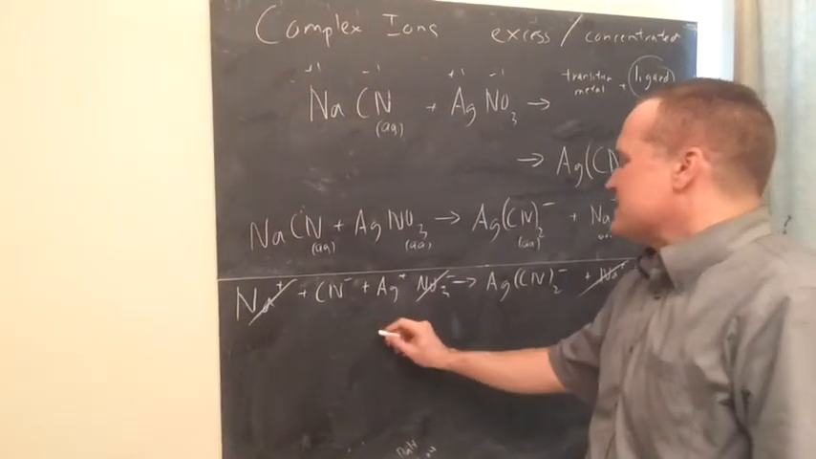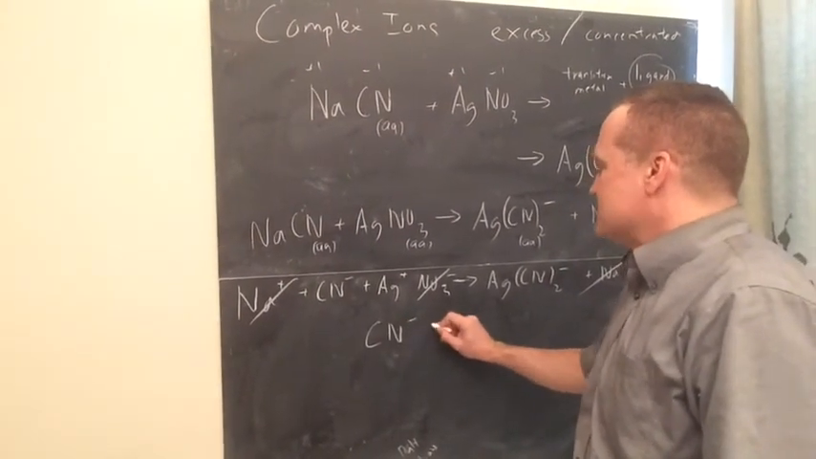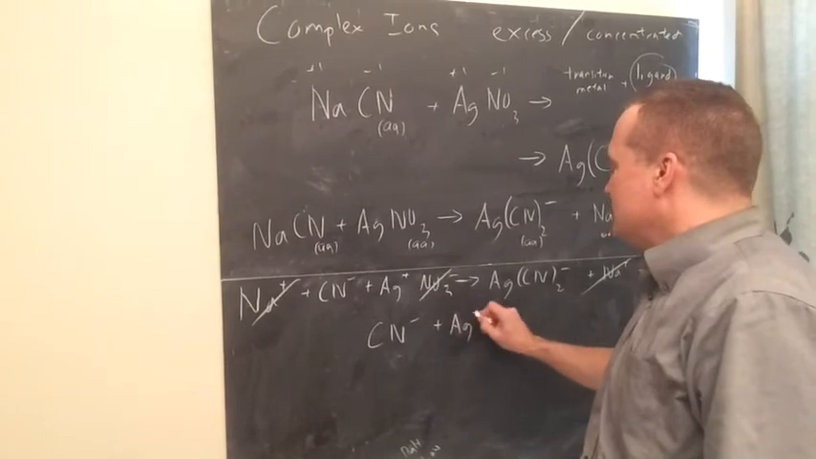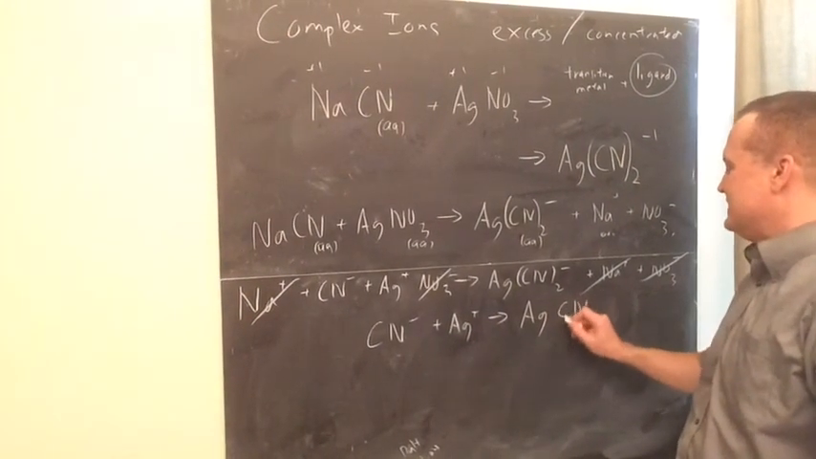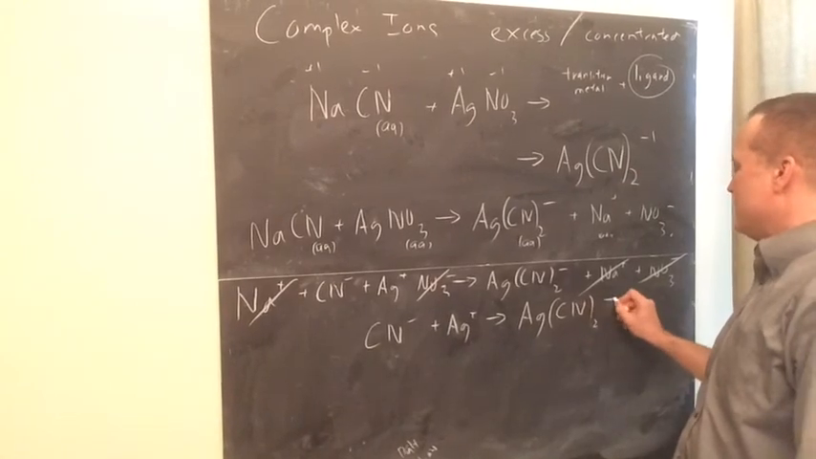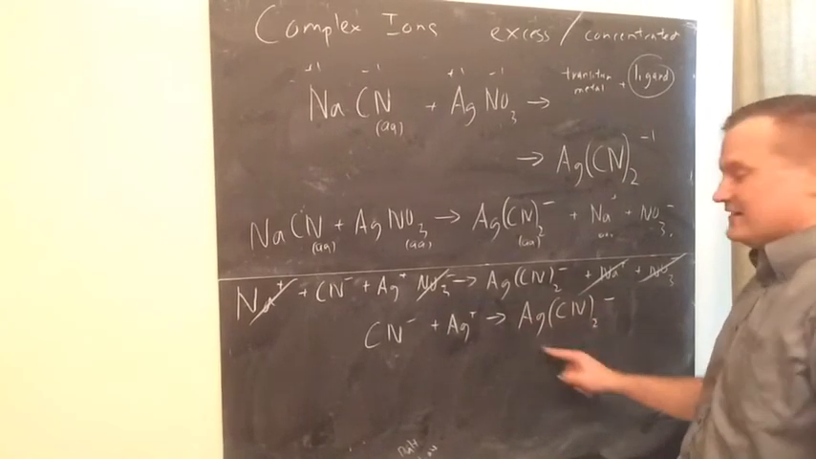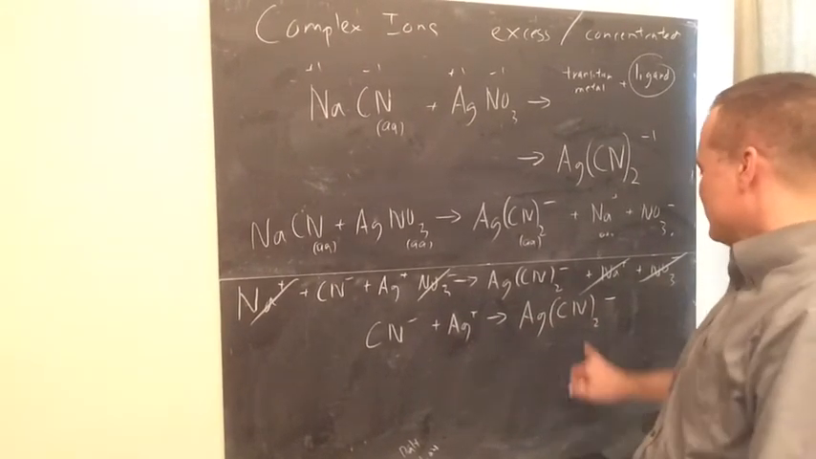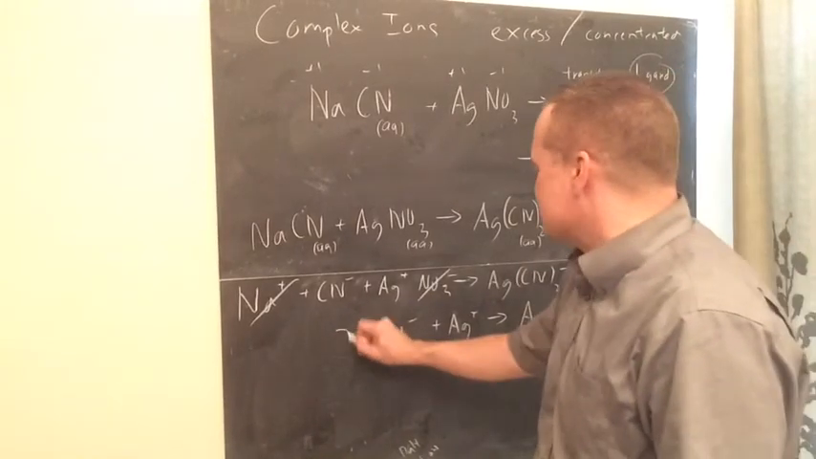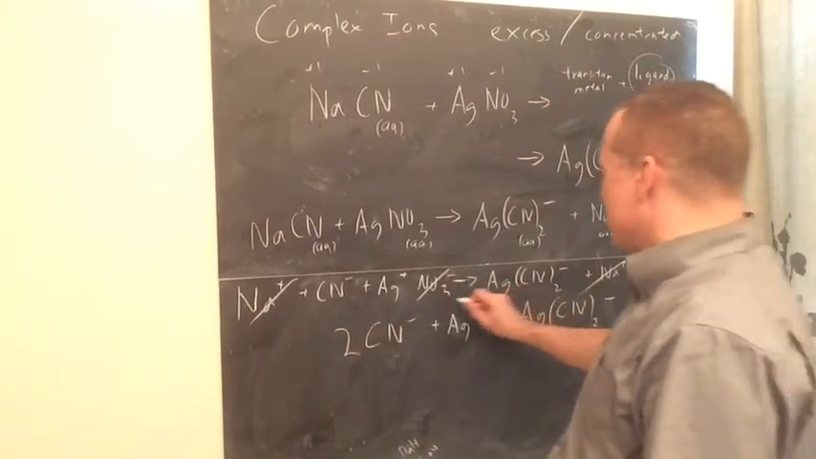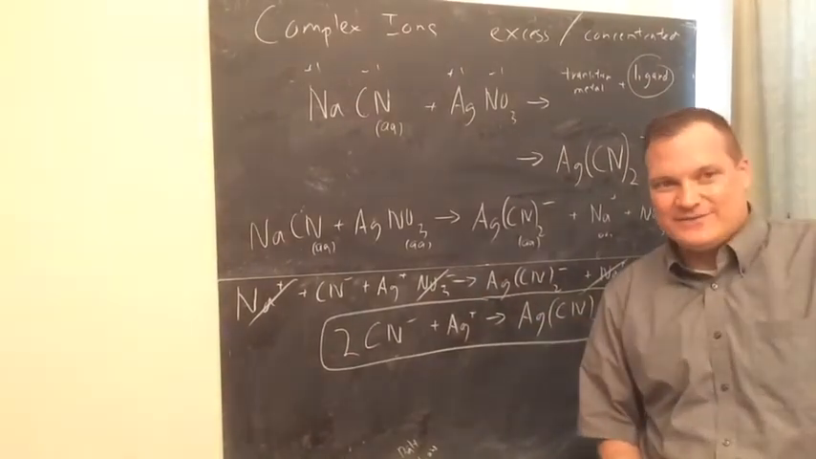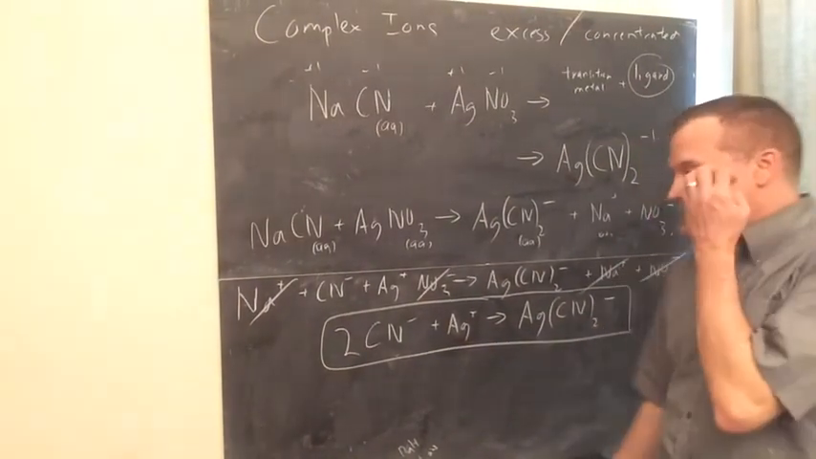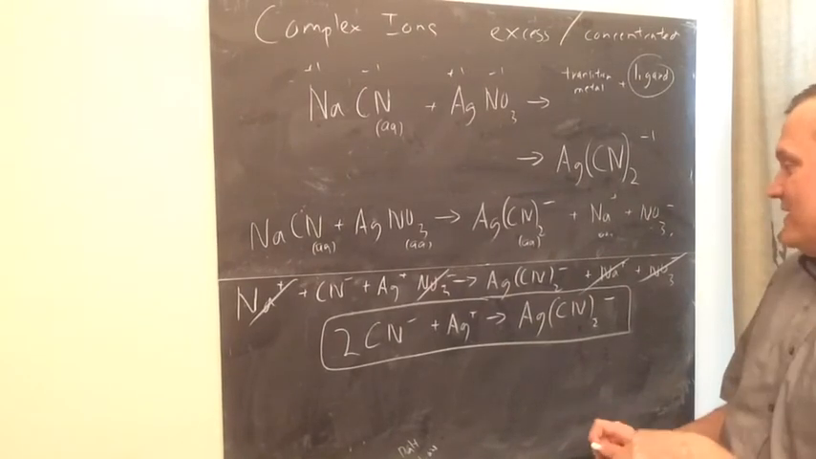Okay, so cyanide adds to silver ion to make Ag(CN)2, with a -1 charge on the entire thing. Okay, there it is. And of course, if I want to balance it, because they allow you to balance them, you put a 2 there, and that's all. There is your net ionic for forming that complex ion. Okay, that is how it works in a complex ion.